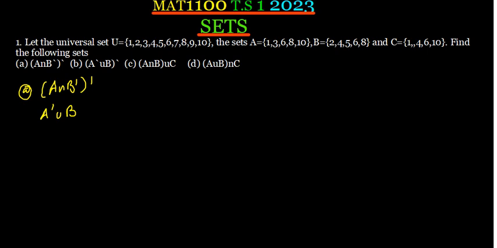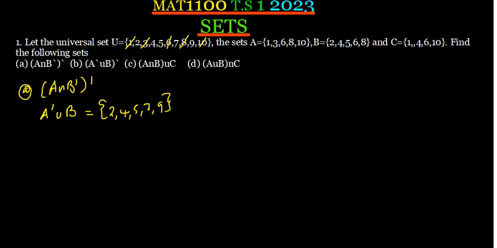Firstly I need to find A complement. So I'm going to look at the set A and cancel what is in the set A from the universal set. In A we have 1, so I cancel 1. We have 3, I cancel 3. We have 6, 8, and 10. The elements which remain in the universal set which are not in A are A complement. That is 2, 4, 5, 7, 9.